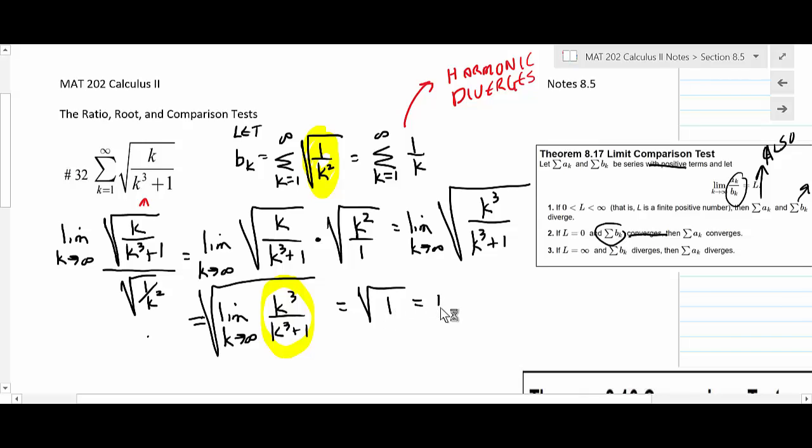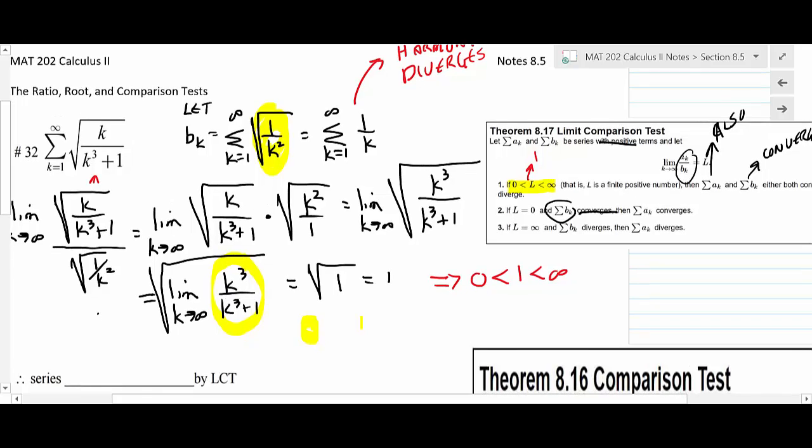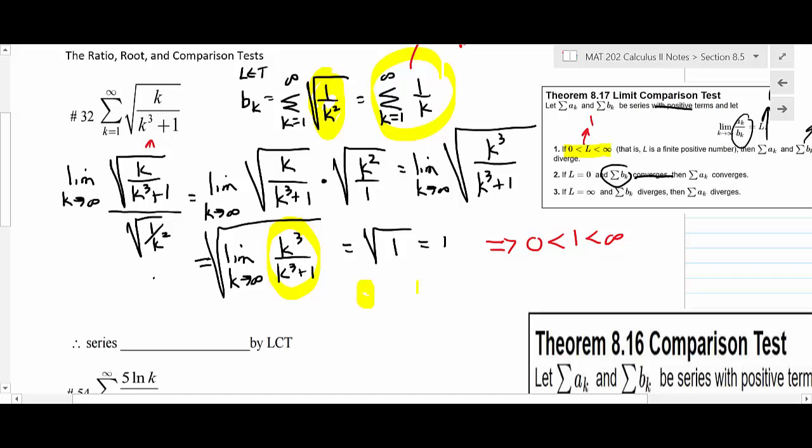So let's see what case applies then. If you look at case 1, what we got is 0 is less than L, which is 1, which is less than infinity. In other words, we got a finite answer to our limit. So the conclusion by the limit comparison test says that both series do the same thing. They either both converge or they both diverge. So if the harmonic diverges, what's the answer to our problem? Diverges also. Very good. Therefore, the series diverges by the limit comparison test.